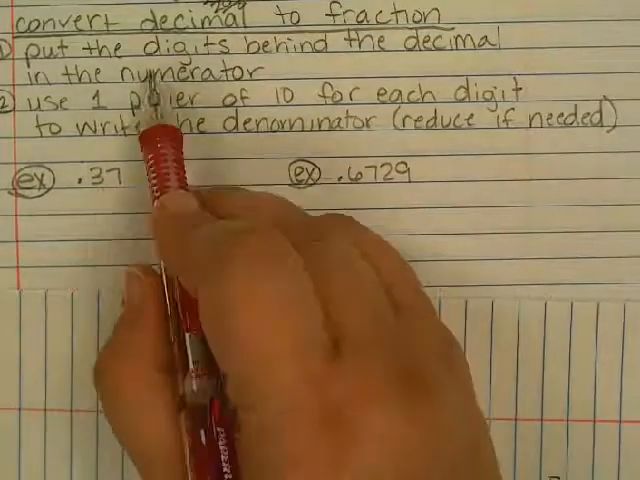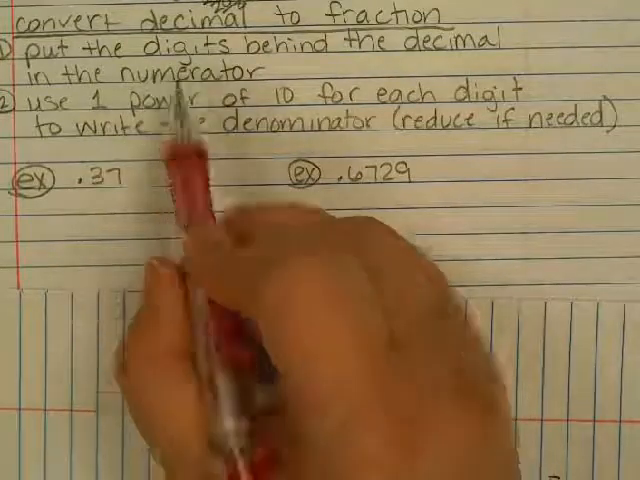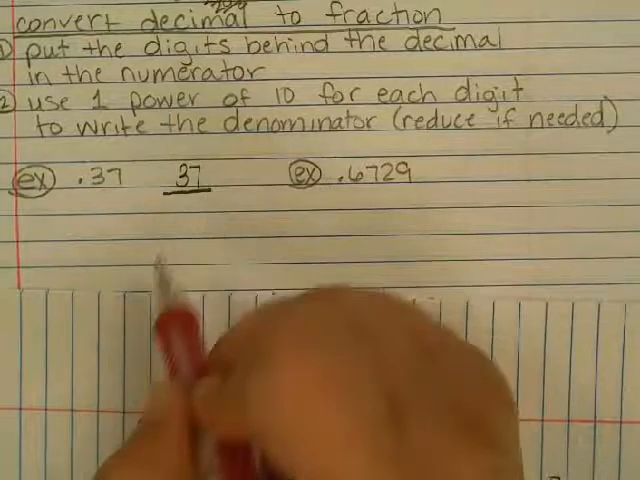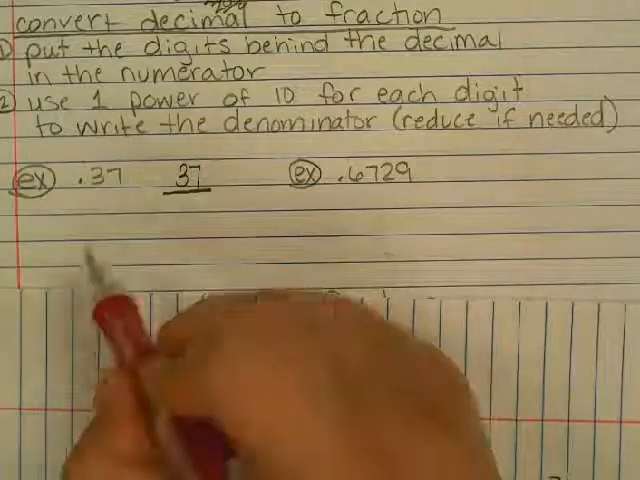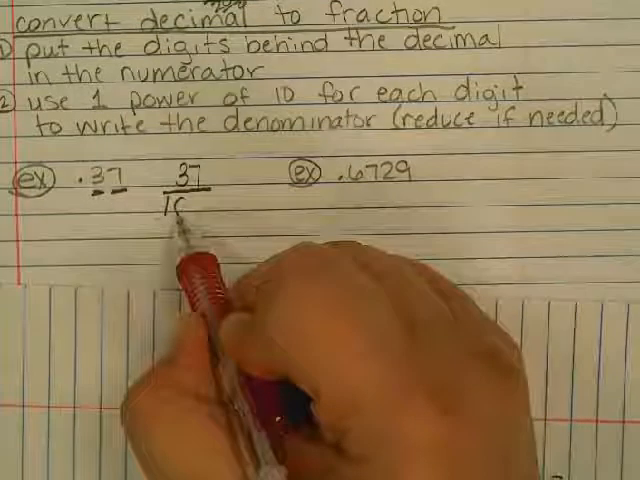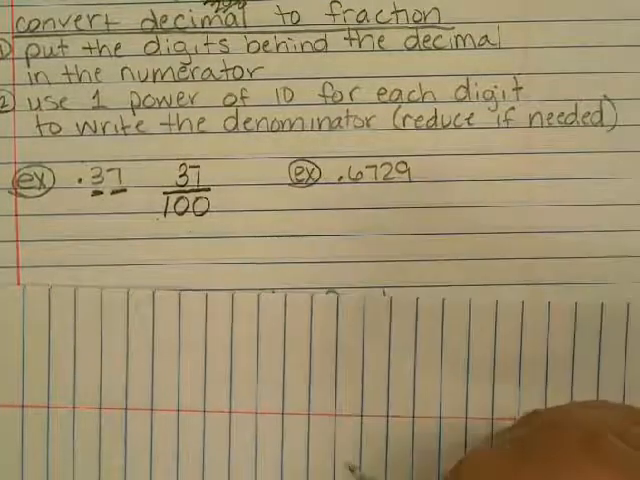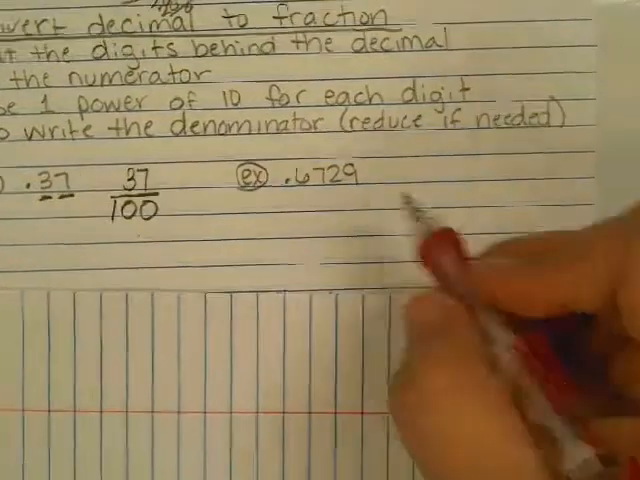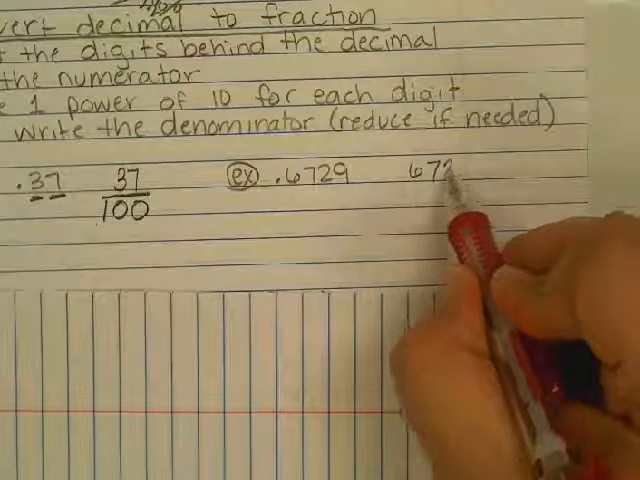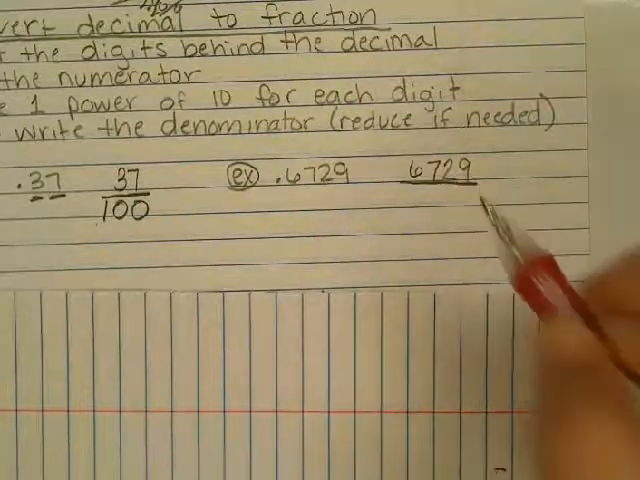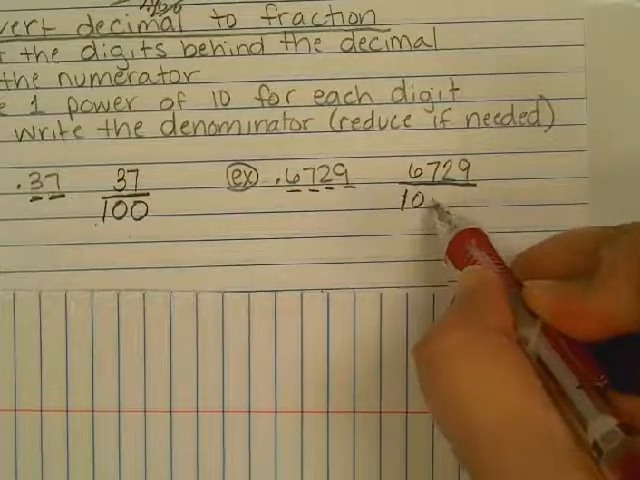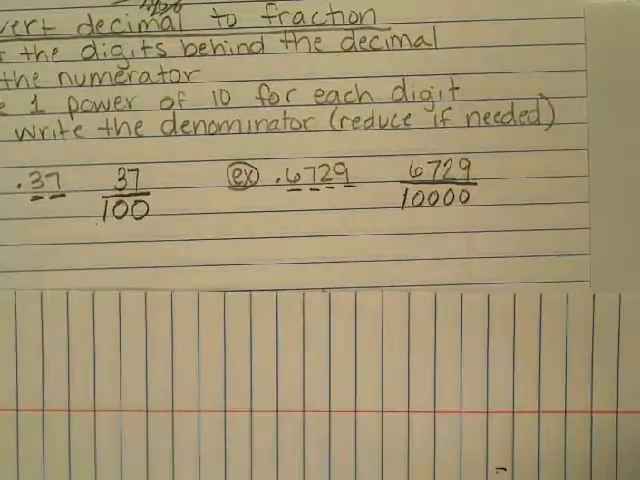So according to my first rule, put the digits behind the decimal as a numerator. So I just need 37, and it goes over a fraction line because that makes it a numerator. And because there are 2 digits, that tells me I'm using 2 powers of 10, which is 100. Another example is if I have 0.6729, I put 6729 as my numerator, so I need my fraction bar. And because there are 4 digits, I know that there will be 4 zeros.